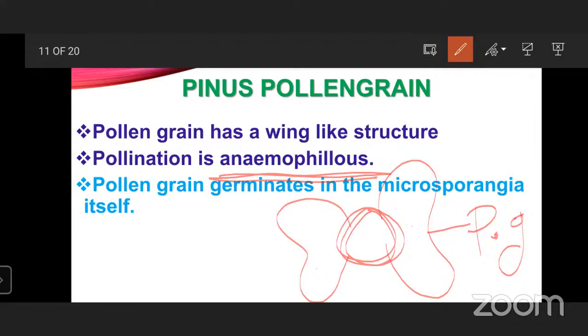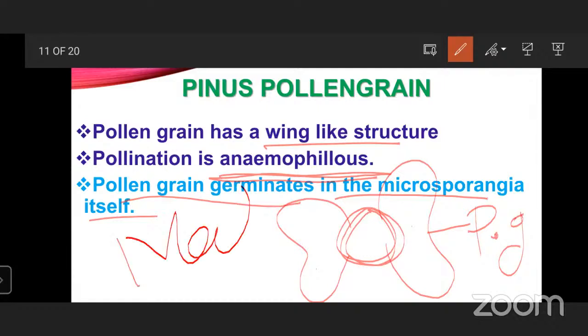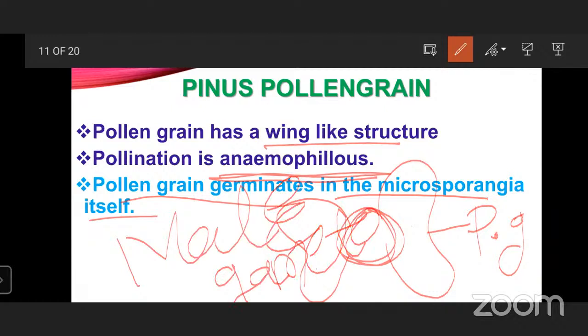Okay, and each pollen grain has a wing-like structure, and pollen grains germinate in the microsporangium itself, and after germination they form the male gametophyte. Each pollen grain germinates to give a male gametophyte.